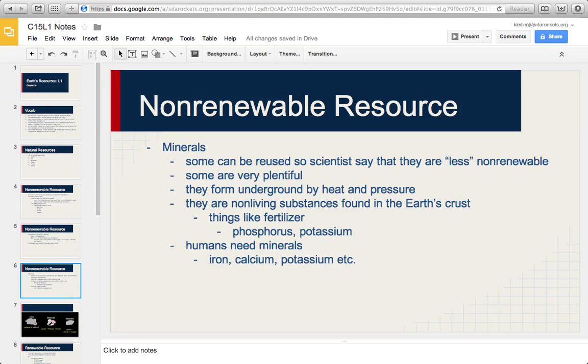Minerals can be used in fertilizer, things like phosphorus and potassium. Humans need different minerals, and remember, what we're looking at here are actually elements, but these elements are found within different minerals. So we need iron for our blood, calcium for our bones, and potassium. I mean, we've probably heard that keeps us from cramping up.